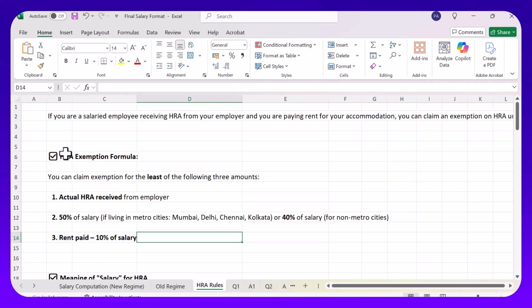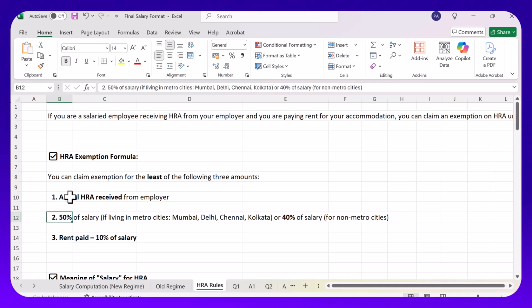That means you have to compute three numbers. First, the actual HRA you are getting. Second, 50% of salary if you're staying in Mumbai, Delhi, Calcutta, Chennai, all the metros. But if you're not staying in these cities, then only 40% of salary. Third, rent paid, how much rent you have paid, minus 10% of your salary. The least of these amounts will be exempt.